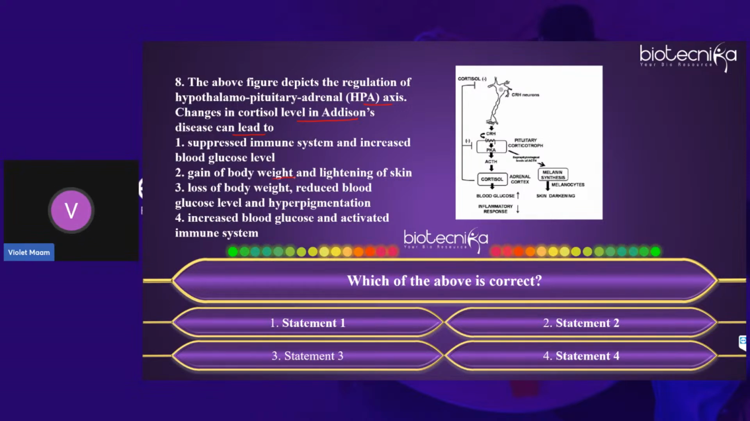2. Gain of body weight and lightening of skin. 3. Loss of body weight, reduced blood glucose level and hyperpigmentation. 4. Increased blood glucose and activated immune system. So you have to say which of the above is correct: statement 1, statement 2, statement 3 and statement 4. An image has also been given of how this hypothalamo-pituitary adrenal axis is regulated. So can you all tell which is the correct statement over here?